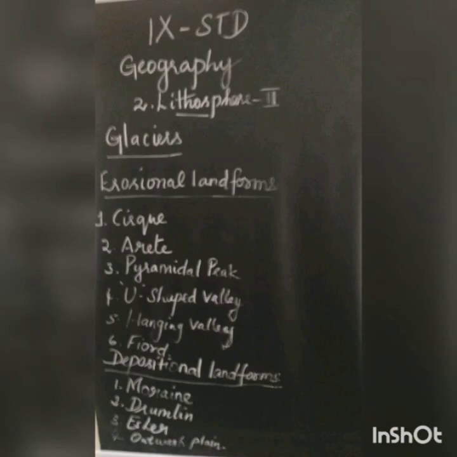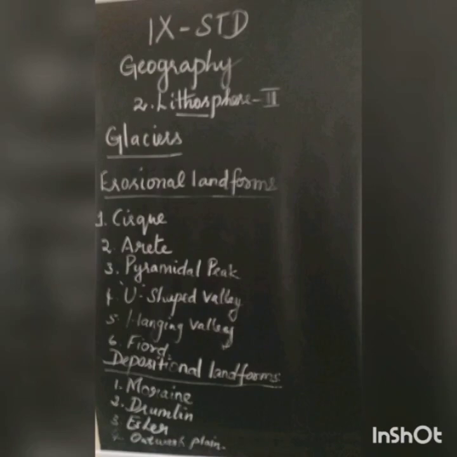Next, arete. Aretes are narrow ridges formed when two cirque walls join together back to back and form narrow knife-like ridges. So it looks like narrow knife-like ridges. It is called arete. Next one, pyramidal peak. Pyramidal peaks form when three or more cirques, cirques meaning bowl-shaped armchairs, meet together. We call it pyramidal peak or otherwise Matterhorn.